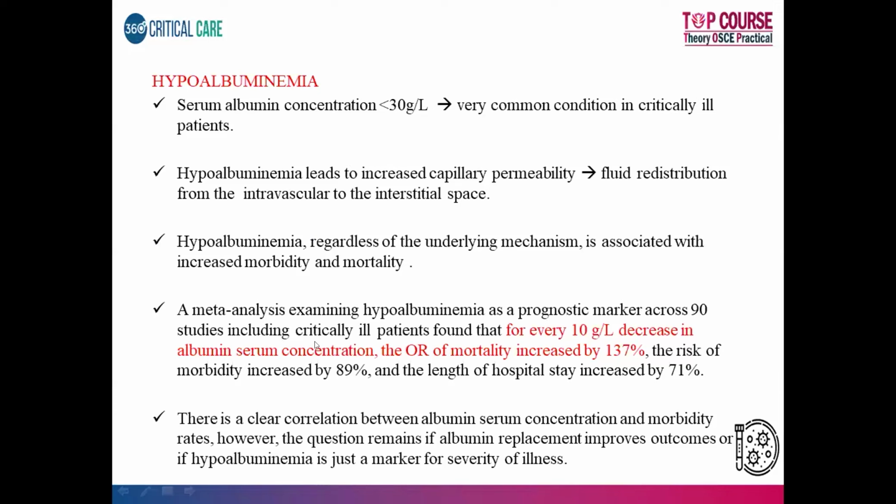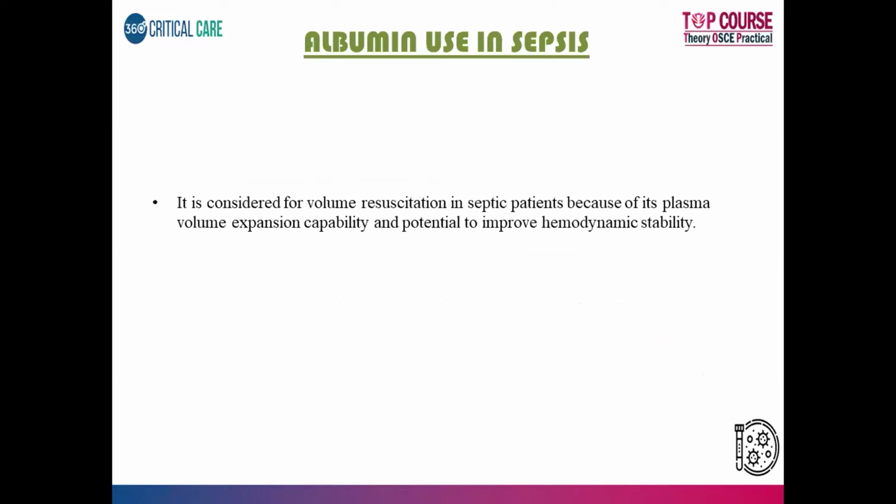Now coming to a meta-analysis which showed that for every 10 grams per liter decrease in serum albumin concentration, the odds ratio of mortality increased by 137%. So there is a clear correlation between serum albumin concentration and morbidity rates. However, the question still remains whether albumin replacement improves outcomes or whether hypoalbuminemia is just a marker for severity of illness. Now we will go to the individual uses of albumin in different situations.